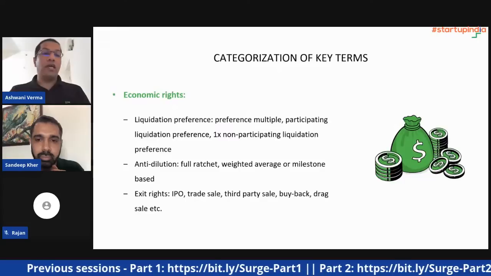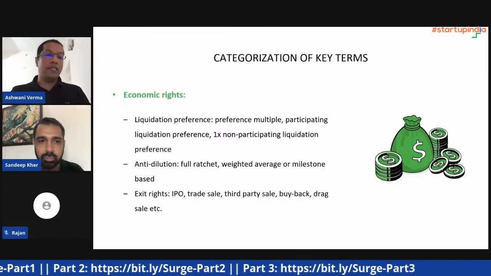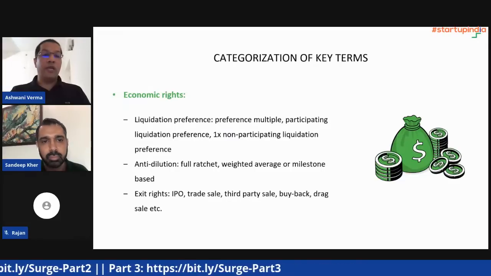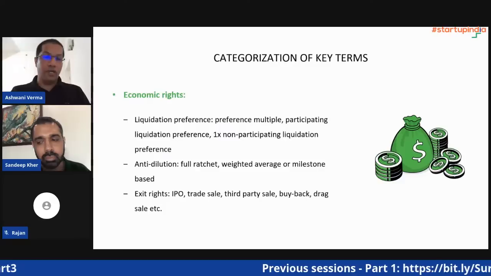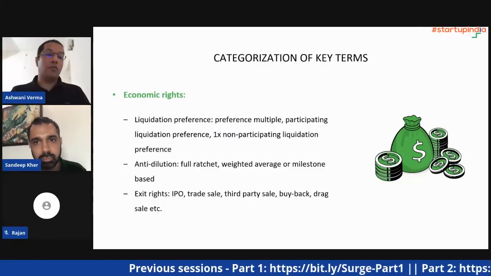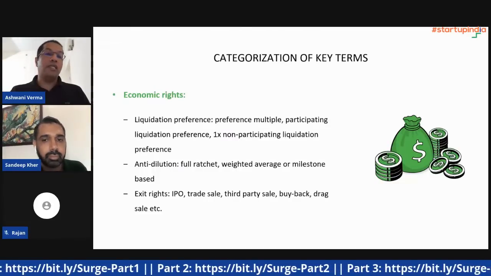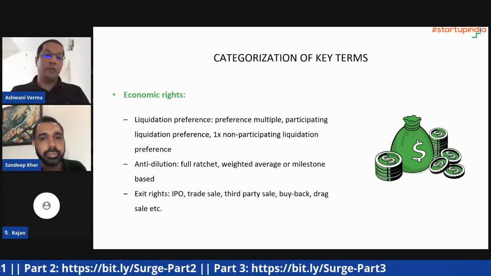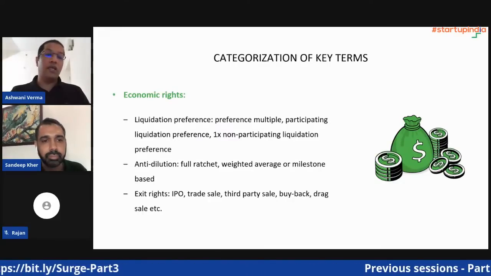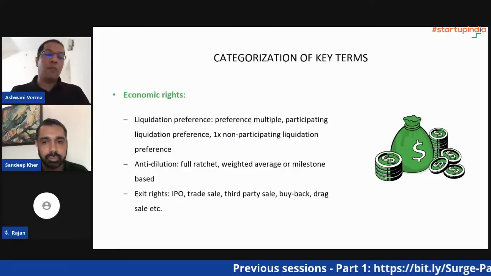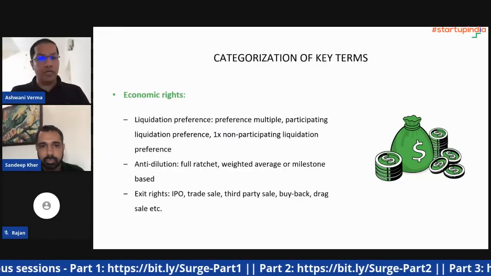Then double clicking on the economic rights, the first one and the most important one is liquidation preference. What liquidation preference right does is it lays out the order of distribution of liquidation proceeds if at all the company is liquidated in future. Now, most of the investors prefer, or I would rather say not just the investors, but the preference shareholders prefer that at least their investment amount is repaid first, and then the remaining proceeds can be distributed amongst the equity shareholders.